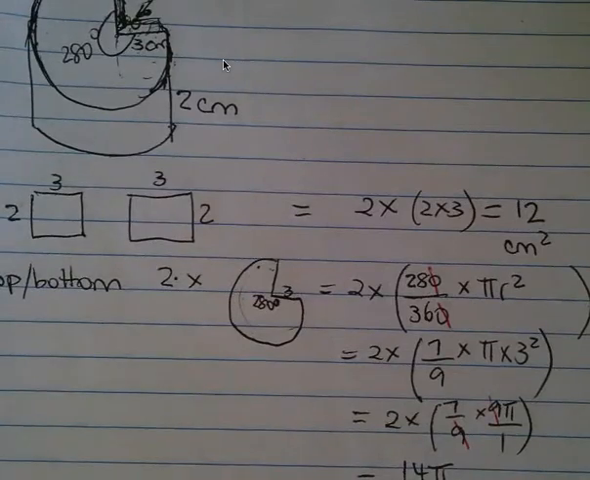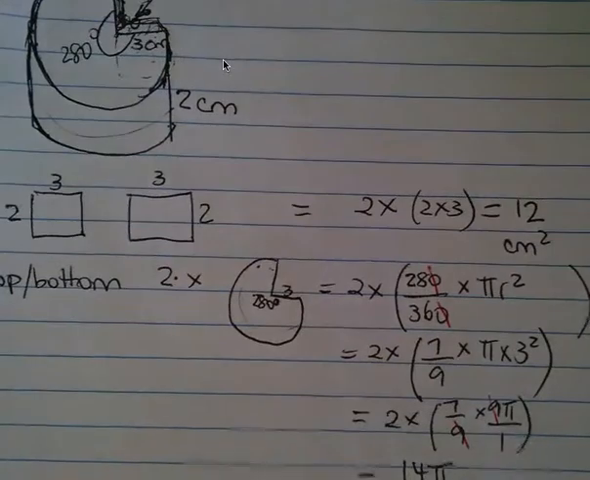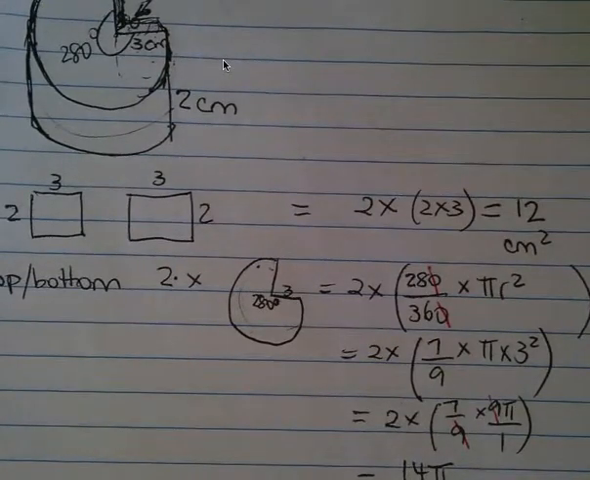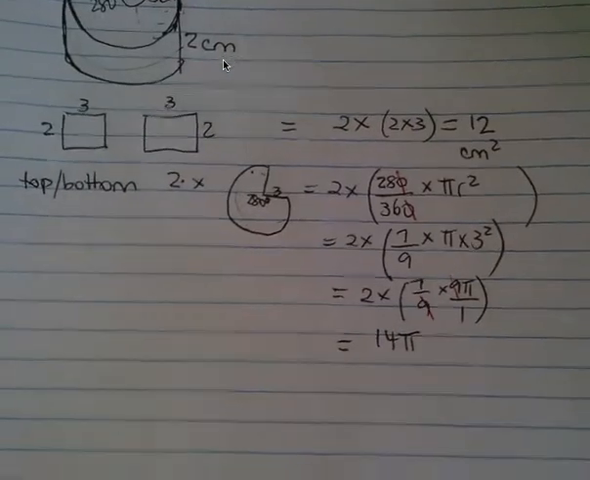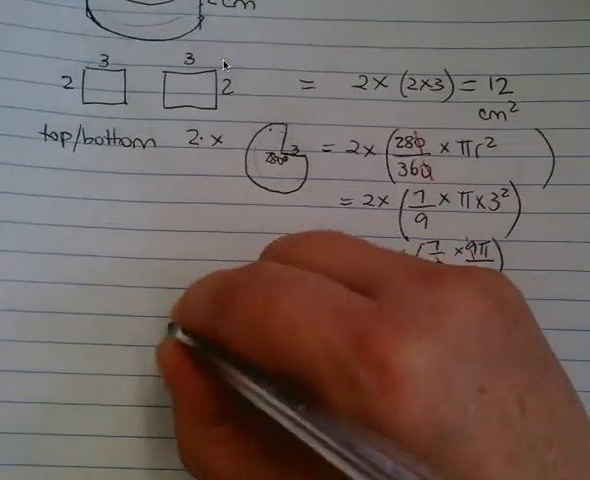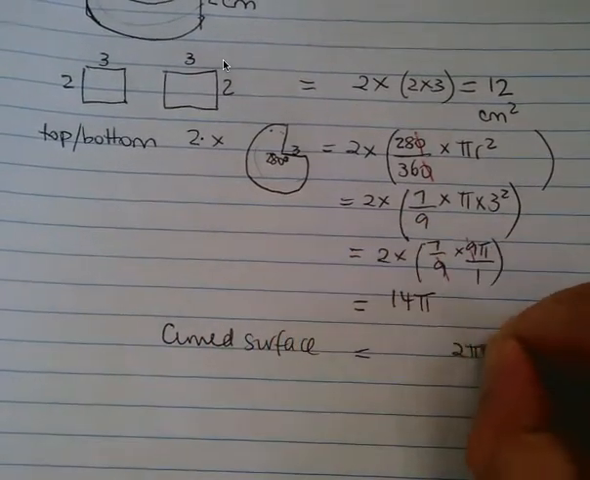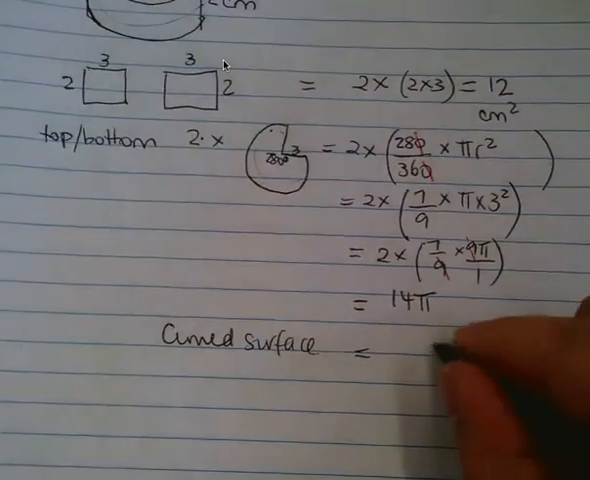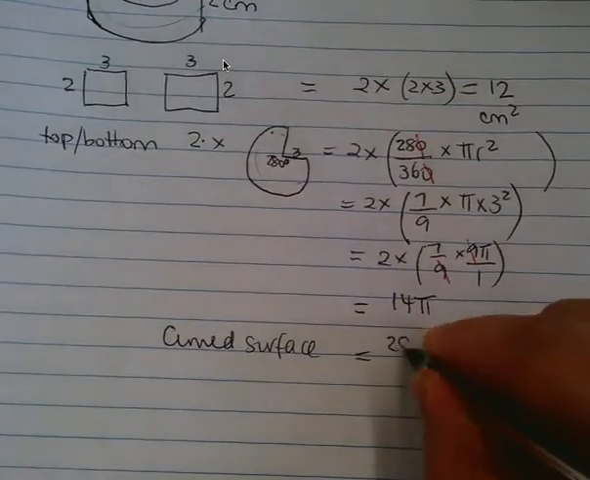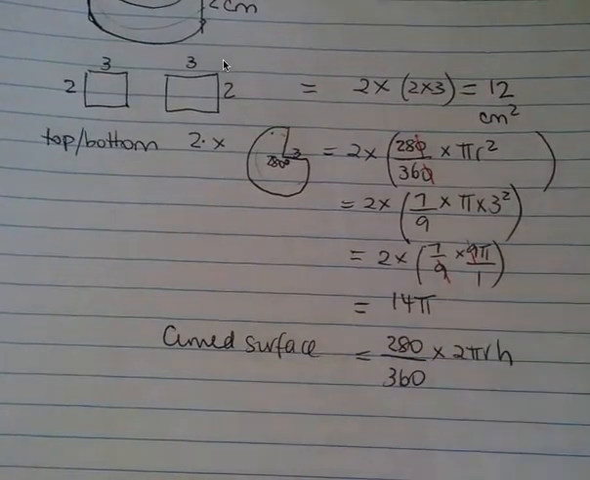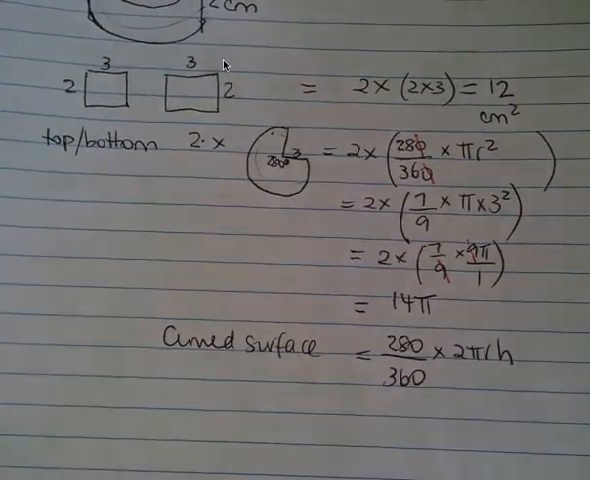What's left? The curved bit around the side. I know it's not a good diagram. So remember, the whole curved bit is 2 pi rh. How much of that? You don't have the whole 360 degrees round. So the curved surface, you know the formula is 2 pi rh if you had all of it, but you don't. How much do you have? What fraction? You've got 280 out of the 360 in the revolution. Do you get it? So the whole curved bit is 2 pi rh.